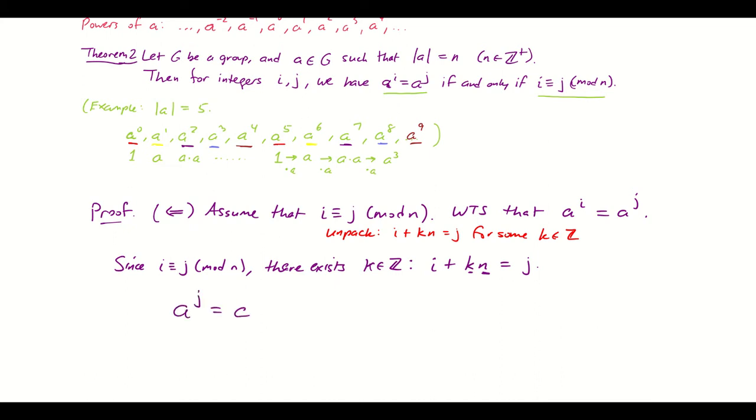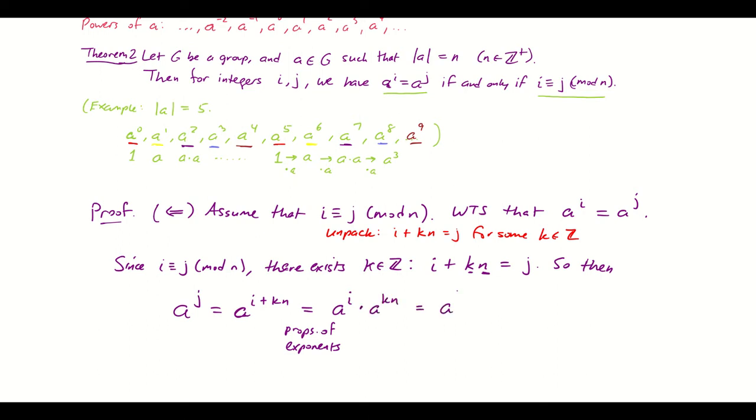a to the j is equal to a to the i plus kn. I'm going to add a little transition word there, so I'm not jumping into a calculation without saying something first. All right, so then I know that a to the j is equal to a to the i plus kn, and now I'm going to use my properties of exponents to expand that a little bit further. So that's a to the i times a to the kn.